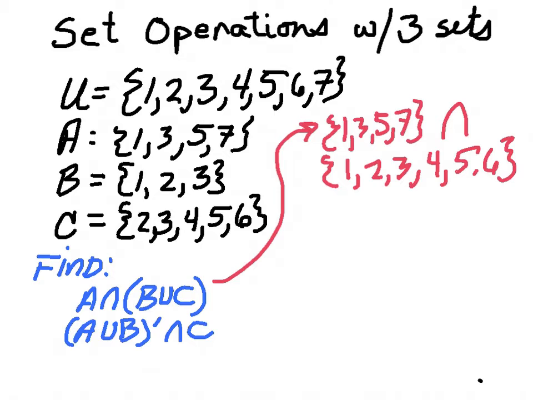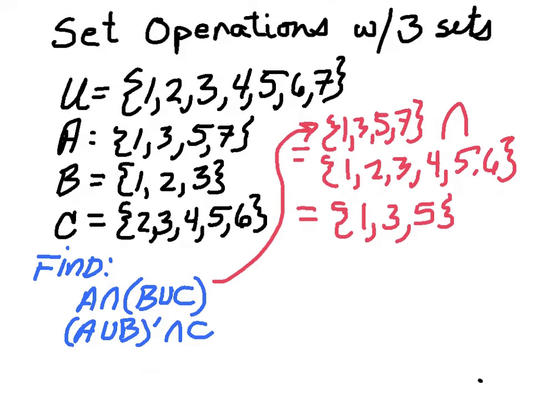So now I've done the first step. I found set A and I found B union C. Now I find the intersection between those two sets. Intersection is always what the two sets have in common. And so they both have a 1, they both have a 3, and they both have a 5. So your final answer is 1, 3, 5. Nice, huh? So let's try another one.